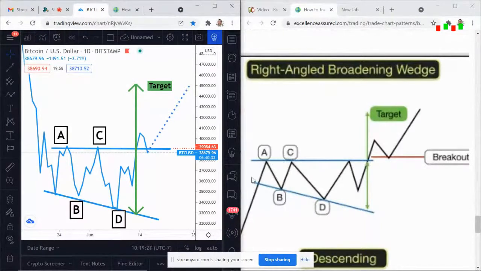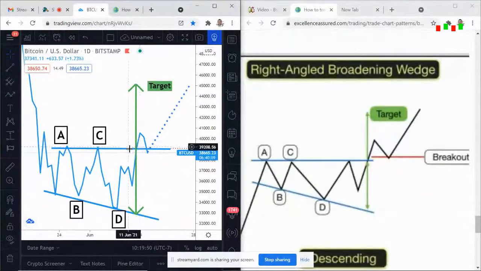What happens in these right angle broadening wedges is they're really hard to see until they form most of the pattern, because you've got at least two touches on each side to validate. And then once it does, there's going to be a measured move, Giuliano, from the top down to the bottom, and you take that target and you just ride it all the way up.